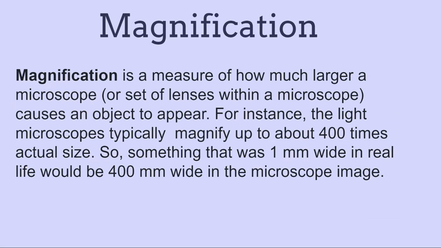Through magnification. So what is magnification? It's a measure of how much larger a microscope or lens makes the image appear. For instance, with a light microscope, we can magnify up to 400 times its size. So if something is 1 millimeter wide in real life, we could make it up to 400 millimeters wide using a microscope image. For our purpose at school, there's not a lot that needs to be magnified any further than that. So that's why light microscopes work well for us.